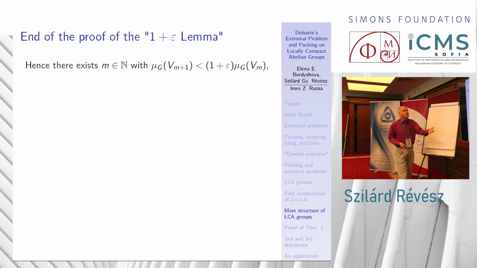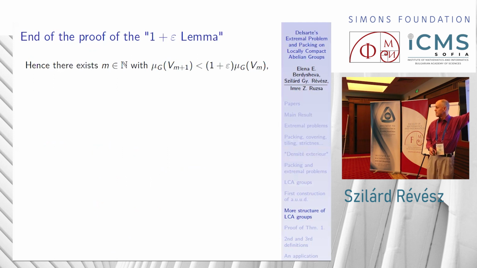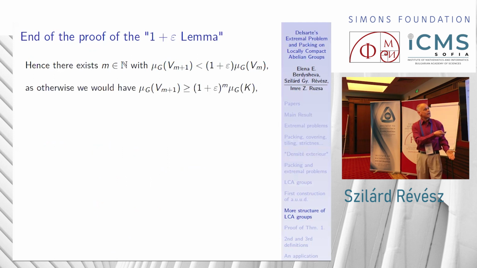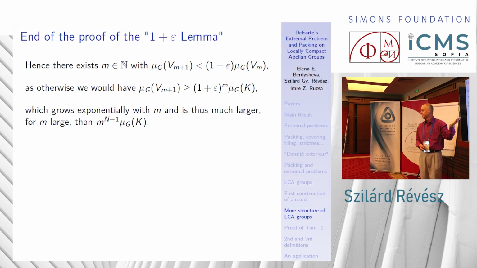So there must exist some index m where we have this inequality, because otherwise we would always have this, which gives an exponential growth. And the growth order is just polynomial. Okay? So it cannot be valid for all indices.